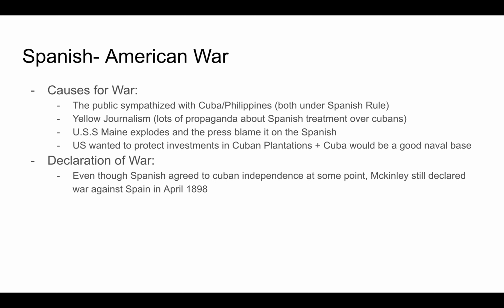Spanish-American War. The causes for the war. The public sympathized with Cuba and the Philippines, who were both under Spanish rule. Yellow journalism. There was lots of propaganda about Spanish treatment of the Cubans. The USS Maine exploded, and the press blamed it on the Spanish. And the U.S. wanted to protect investments in Cuban plantations, and Cuba would make a good naval base. So that led to a declaration of war. Even though the Spanish agreed to Cuban independence at some point, McKinley declared war against Spain in April 1898.